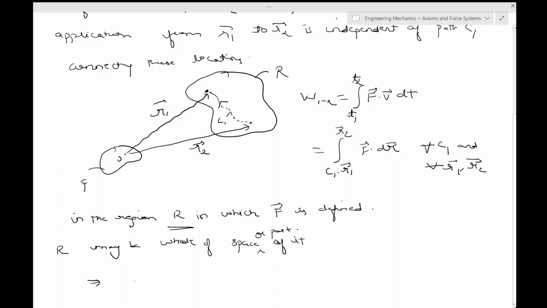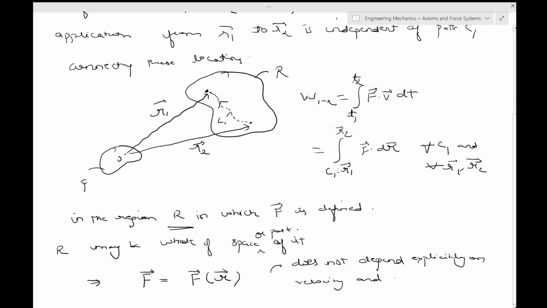So this also implies that this force will only be dependent on the position of the material point at which it acts, and does not depend on the velocity and time. Or let me put it, does not depend explicitly on velocity and time.